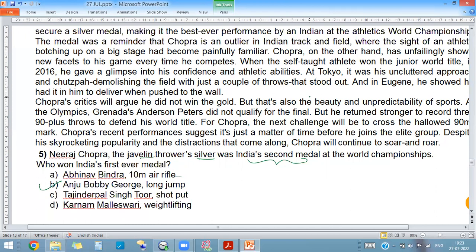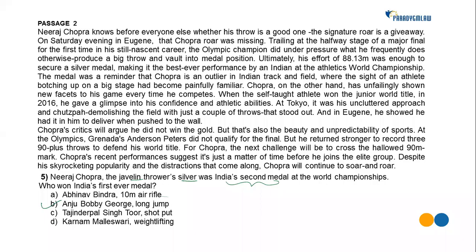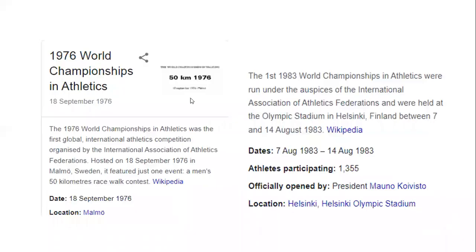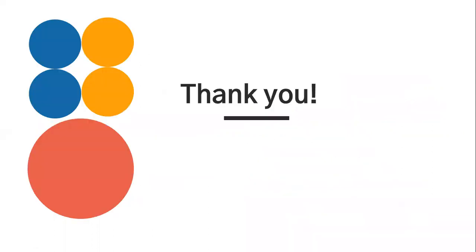All right, so that was the end of today's class. I hope it was an easy class for all of you. This is a comparison I brought in for what the 1976 World Championships in athletics was. That was the first time this was held, and the World Championships in athletics was in 1983. This is the current competition that is going on. You can read more about it online. All right, thank you everyone.